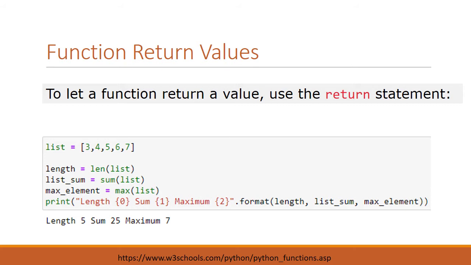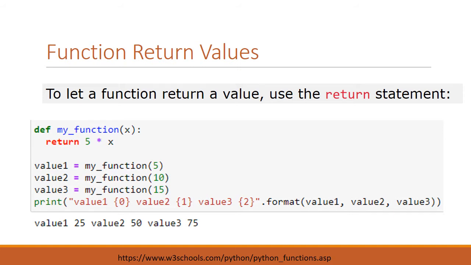When we define a function, we're frequently going to want it to return a value. To let a function return a value, we use the return statement. If we revisit our built-in functions, we know that each of those functions returns a value. For example, len returns an integer that represents the length of the argument. Sum returns a value that represents the sum of the elements within an argument. Max returns the maximum element within the list. Each of those built-in functions returns values.